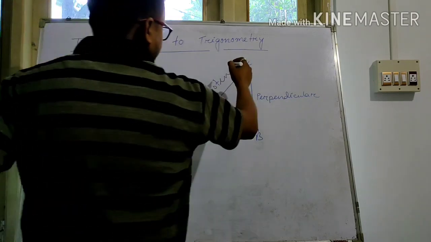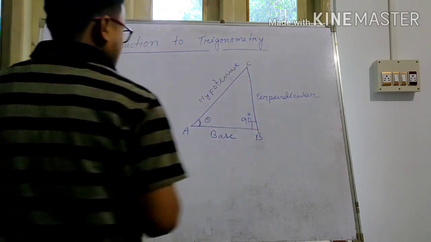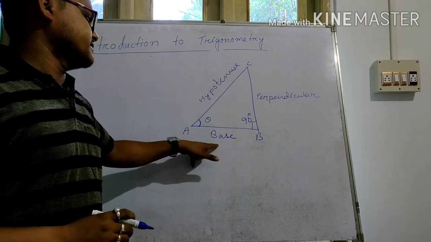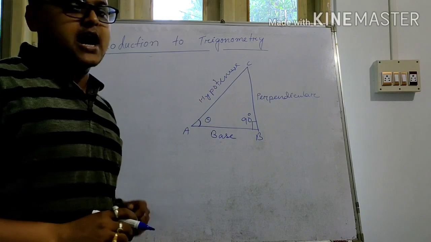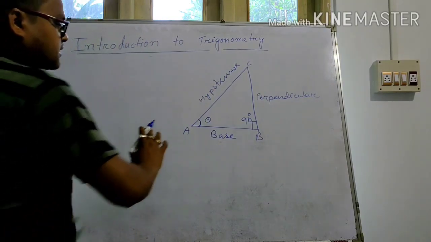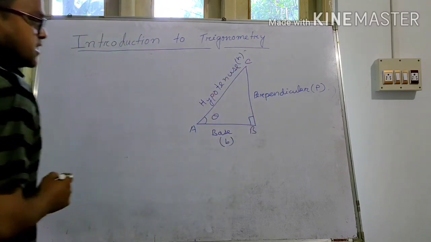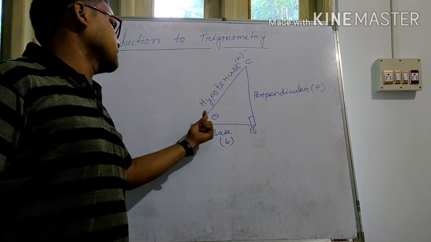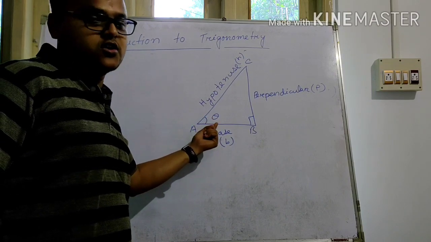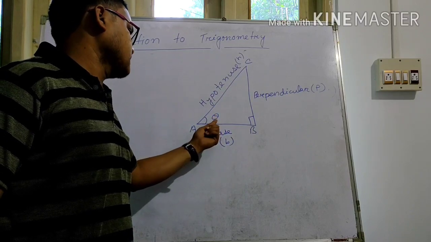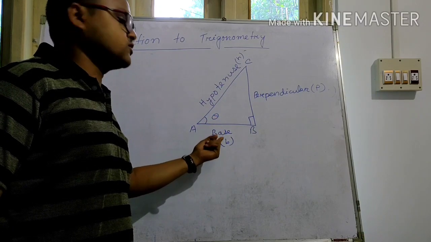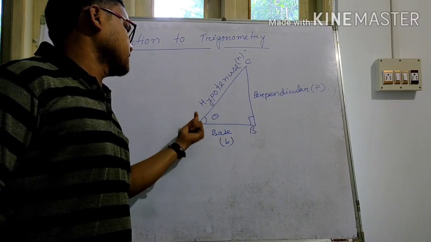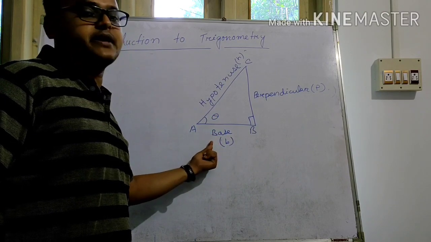So in a right angle triangle, when you take theta at A, this is the base, this is the perpendicular, and this is the hypotenuse, H. We have to find the trigonometric ratios for this angle. Always remember that the adjacent side of theta is always the base.